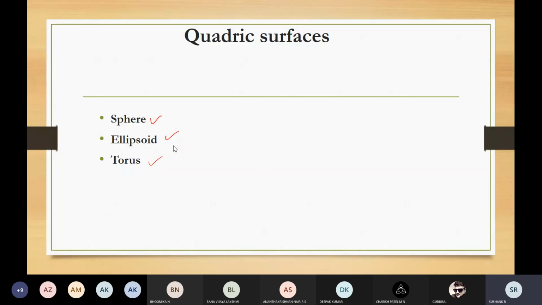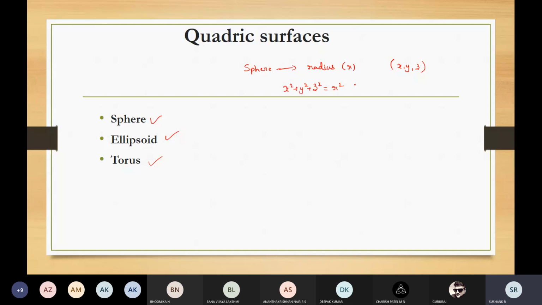When we are talking about the sphere, we have a sphere with radius r, which is centered at the origin and is given by the points x, y, z. It is satisfied by the equation x square plus y square plus z square is equal to r square.